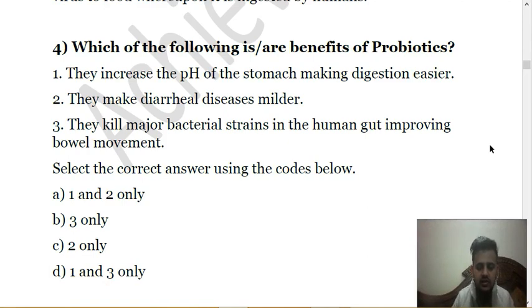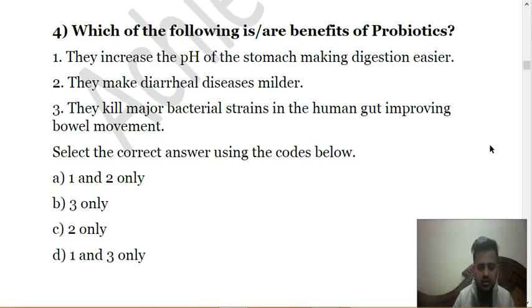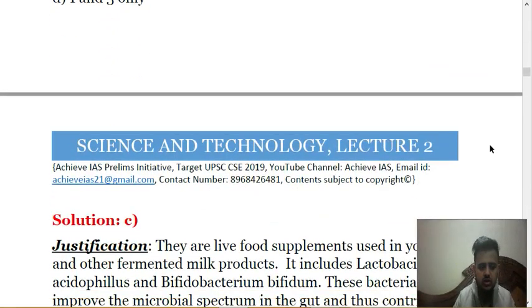They make diarrheal diseases milder. These probiotics release acid, so they are acidic in nature. In fact they decrease the pH and do not increase it, and the bacterial strains are not killed by them. So the third statement is also wrong. So the answer is C, that is second only.